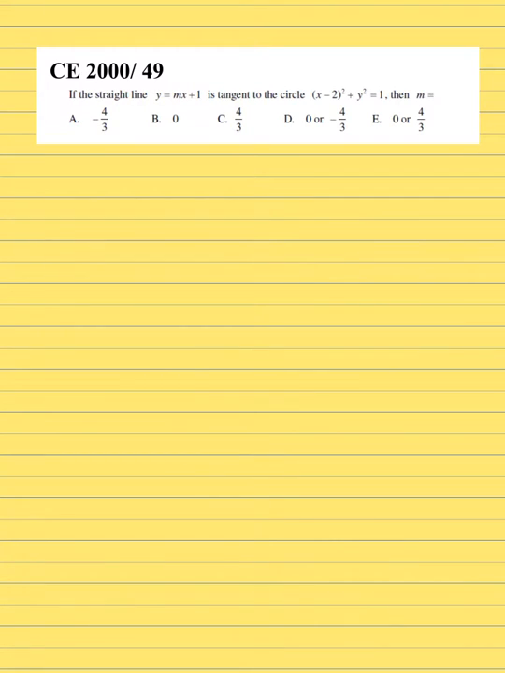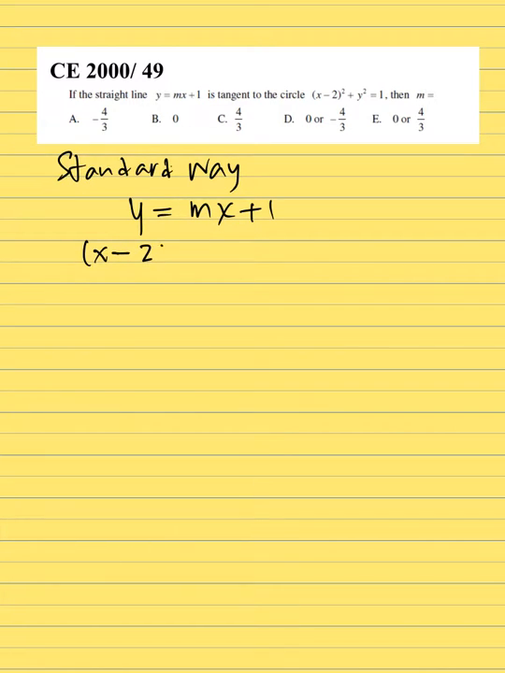This question is from the Hong Kong Certificate of Education, year 2000, Mathematics paper 2, question number 49. Again, let's look at the standard way first. The straight line is y equals mx plus 1, and the circle under consideration is (x minus 2) squared plus y squared equals 1.